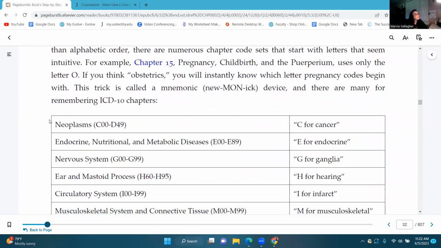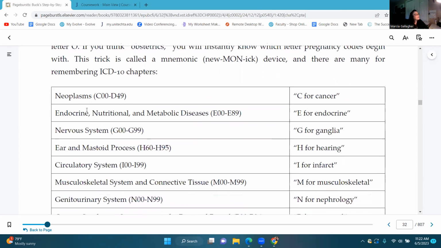This trick is called a mnemonic device, and there are many for remembering ICD-10 chapters. So let's take a look. Neoplasms, C00 through D49. C is for cancer. Neoplasms, cancer. But remember, a portion of D is also cancer. Endocrine, nutritional, and metabolic diseases, E00 through E89. E is for endocrine. The nervous system, G00 through G99. G is for ganglia.